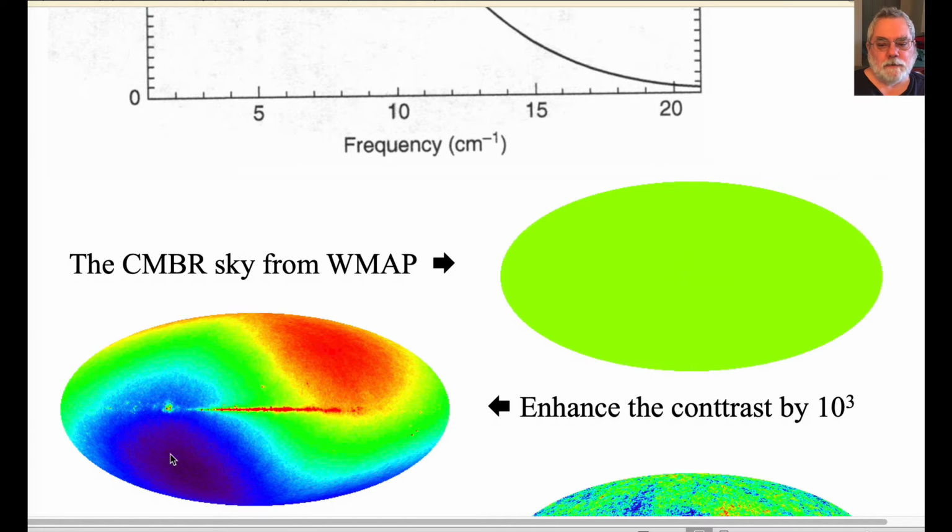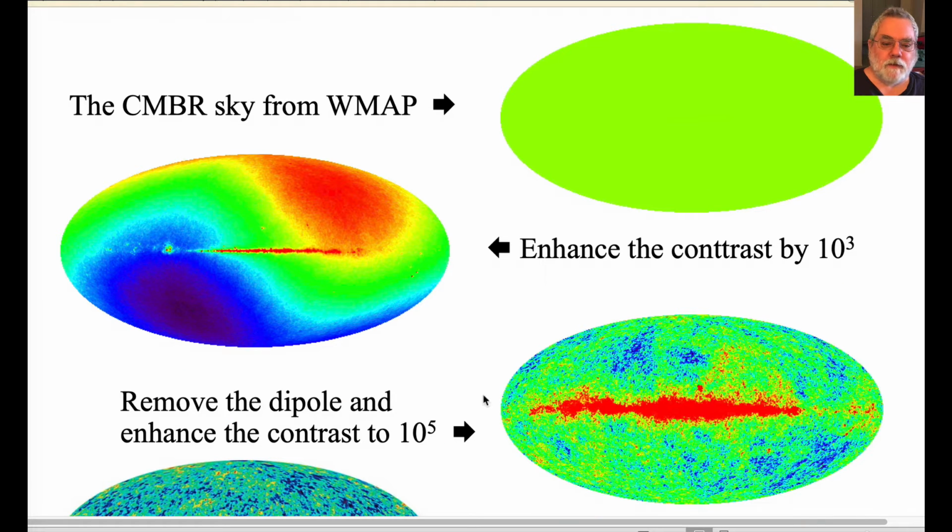The Sun's net motion is 370 kilometers per second with respect to the cosmic microwave background frame of reference, or 0.12% of the speed of light. And that is this red and yellow and violet, blue, and cyan component. And scientists can remove it. This third image has that dipole component removed, and the contrast is then increased by another factor of 100, and we get this image.